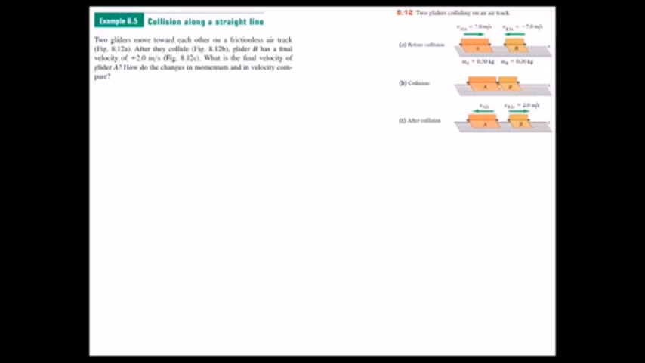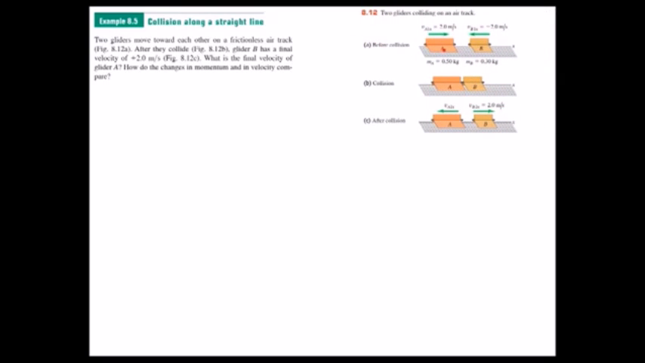In example 8.5, two gliders move toward each other on a frictionless air track and eventually collide as shown in this diagram. Initially, glider A is moving to the right at 2 meters per second and glider B to the left at 2 meters per second. And this is the positive x direction. Notice the gliders don't have the same mass. After the collision, they move apart, with glider B moving to the right at 2 meters per second. We'd like to calculate the final velocity of glider A. We'd like to look at how the changes in momentum and velocity compare for the system.